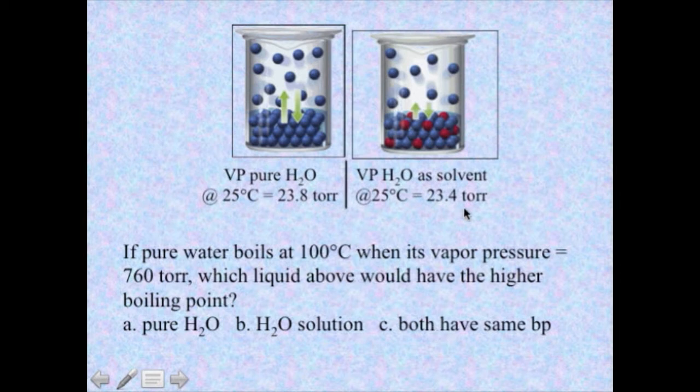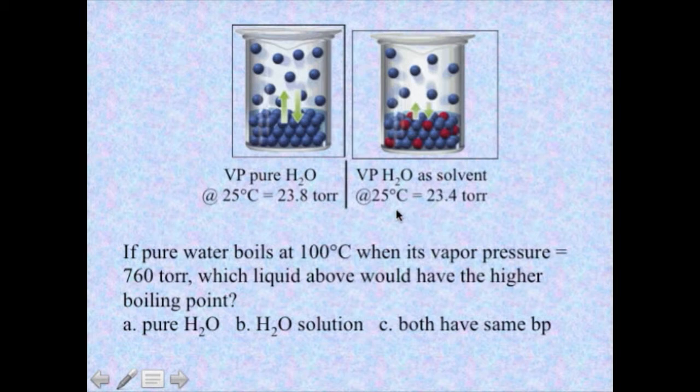So we know that the vapor pressure of the solution is 23.4 torr. And in order for it to boil, its vapor pressure has to get up to 760 torr. Pure water has a slightly higher vapor pressure. So at 100 degrees C, this will be 760 torr. But our solution at 100 degrees C is going to be a little bit less than 760 torr.